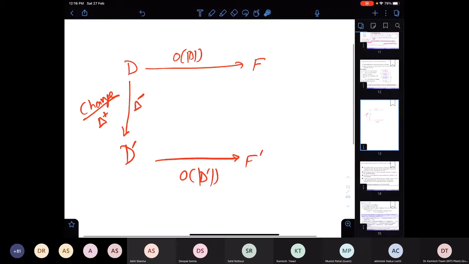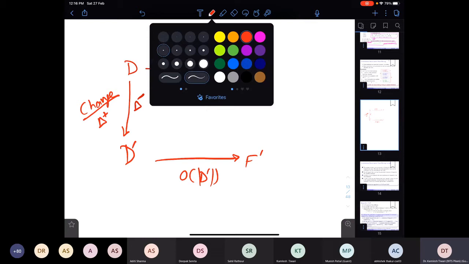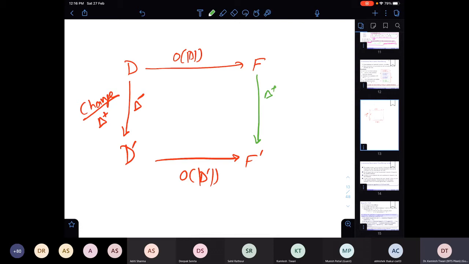But the database size is very large. You know that most of the time the database size is very large compared to the things which have changed. Only a small part has changed, the complete database has not changed. So why should I invest this much time to find this out? The very important question is: is there a way to go from here to here by investing just delta plus and delta minus amount of processing? Is there a way that I can go in this particular direction?